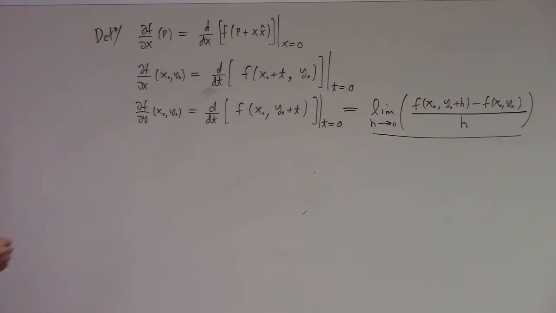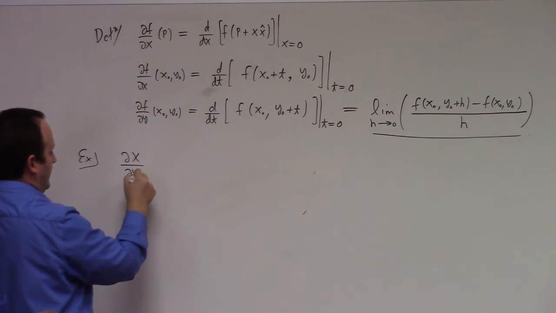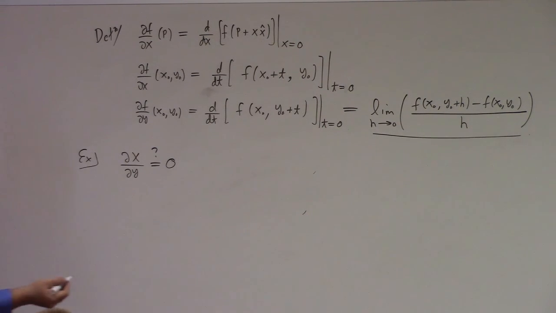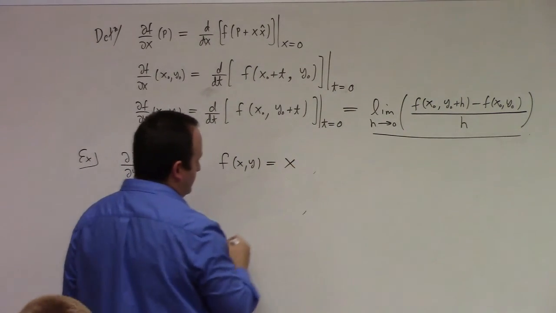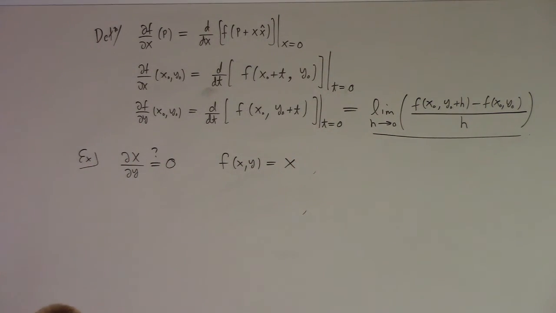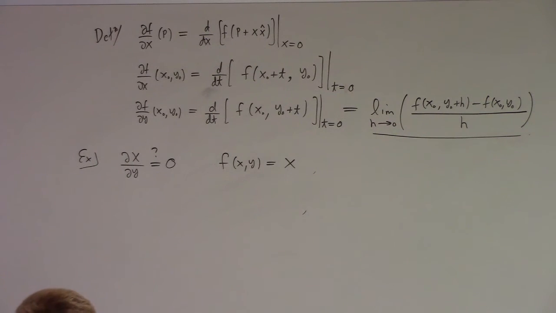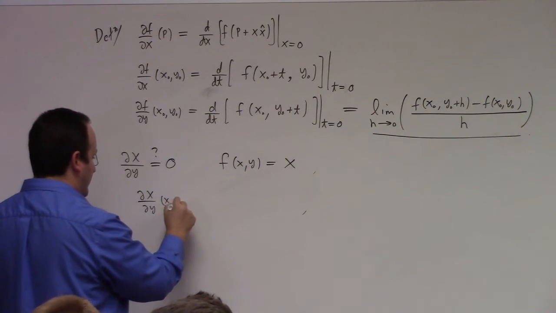So, how would I prove that partial x, partial y is equal to 0? How would I show that? Let me show you how. What we do is we let f of x, y equal x. That's the function x, right? So if I write partial x, partial y, I'm thinking x is its own function, so I'm really thinking of the function f where f of x comma y is equal to x. So if I calculate partial x, partial y at the point x naught, y naught, what do I do?